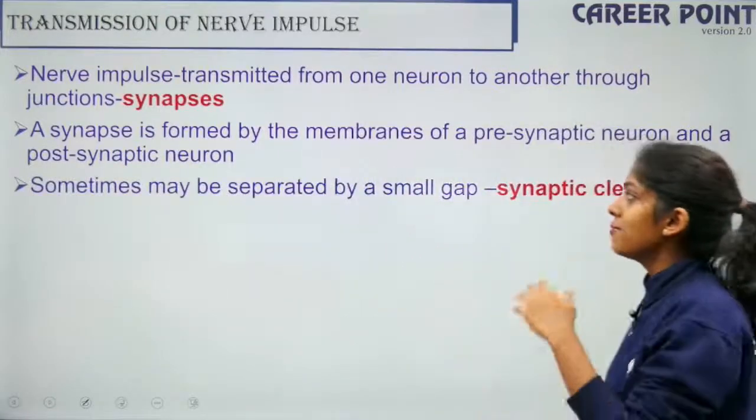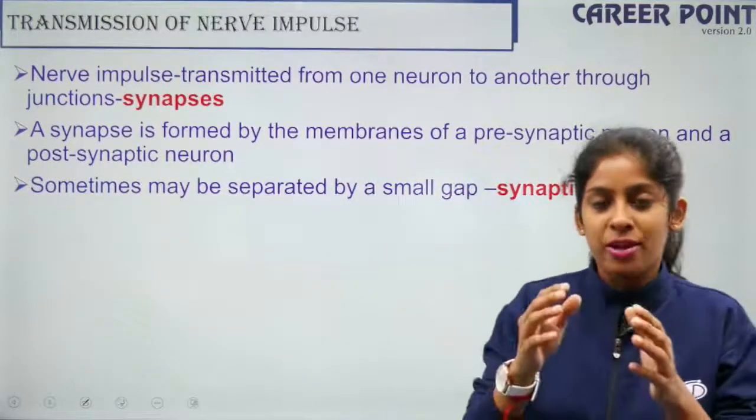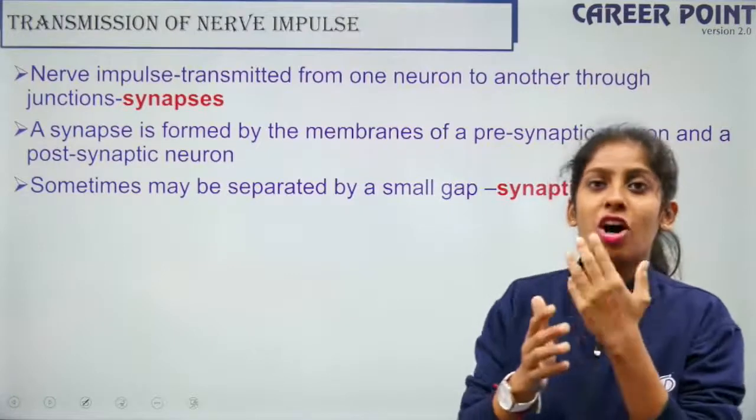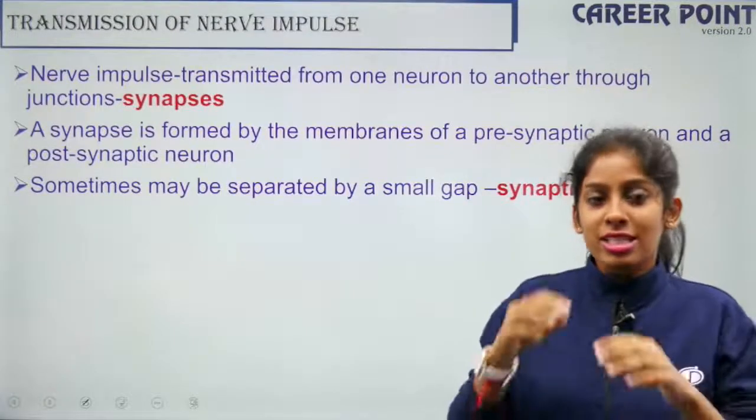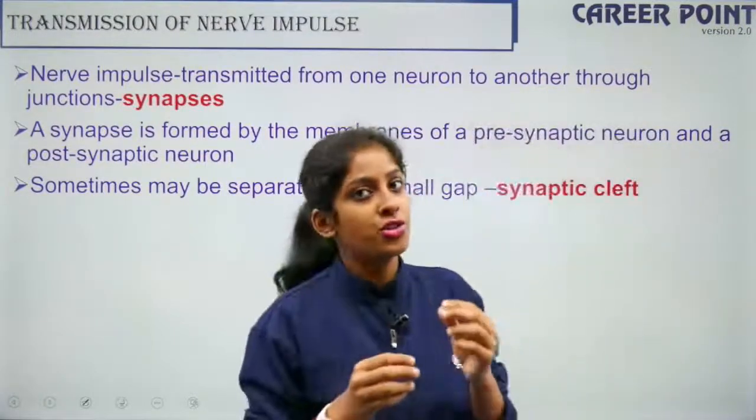Fine. So sometimes these two neurons may be separated by a small gap. So we call that the synaptic cleft. So this synaptic cleft is just 200 angstroms.